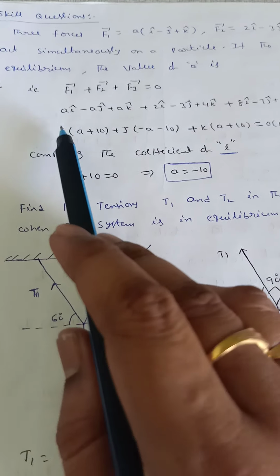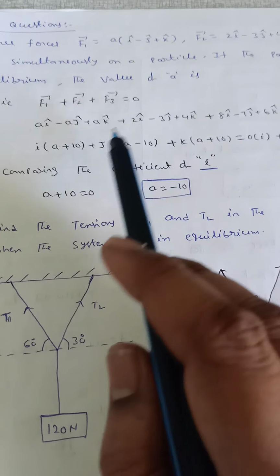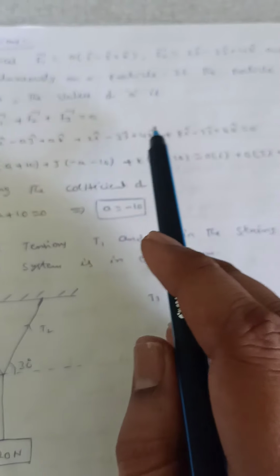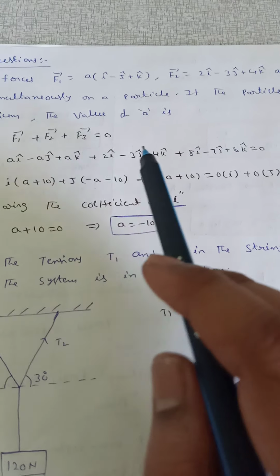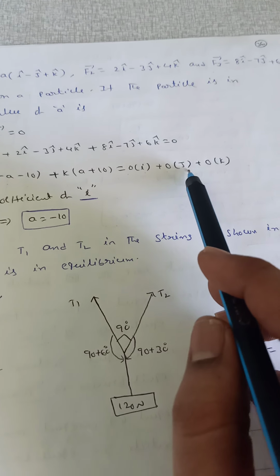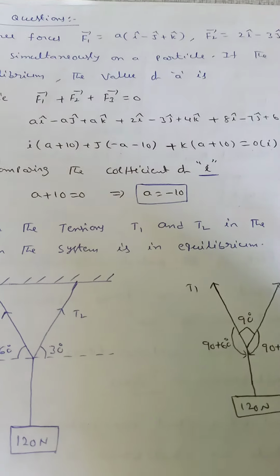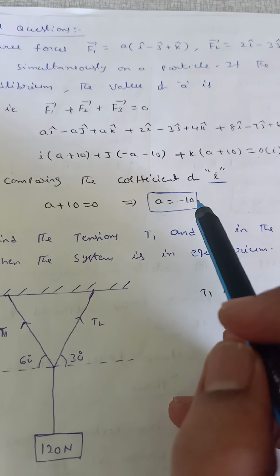I coefficient is common: A plus 2 plus 8, and 2 plus 8 is 10. J coefficient is common: minus A, minus 3, minus 7, that means minus 10. K coefficient is A, 4 plus 6, 10. 0 is nothing but 0 into I plus 0 into J plus 0 into K. Comparing the coefficients of I, J, K: A plus 10 is equal to 0, that is A is equal to minus 10.